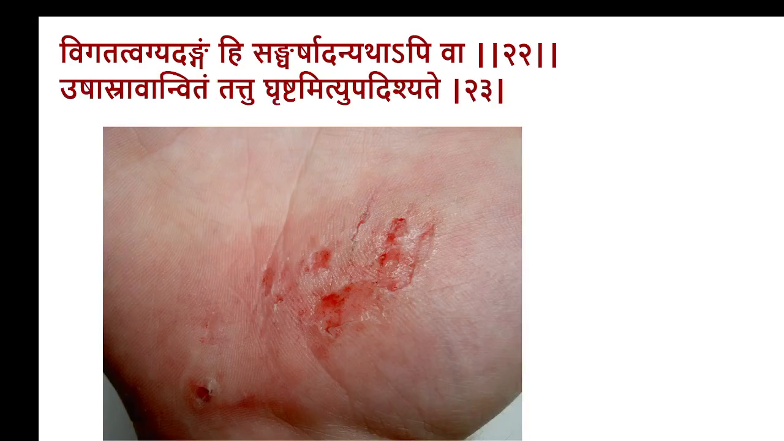Then Vigatatpagyadangam hi Sangarshad Anyatha Usha Sravanvitam Tattu Gristam Ittipadeshire. Grista is a superficial abrasion where the lesion is limited to the skin and the superficial parts of the body only, and hence it produces a wider surface. In these conditions, there may not be huge bleeding, but the fluid which is leaking through could be serous. When a part of the dermis only is involved, then it could be a serous discharge rather than really the bleeding.